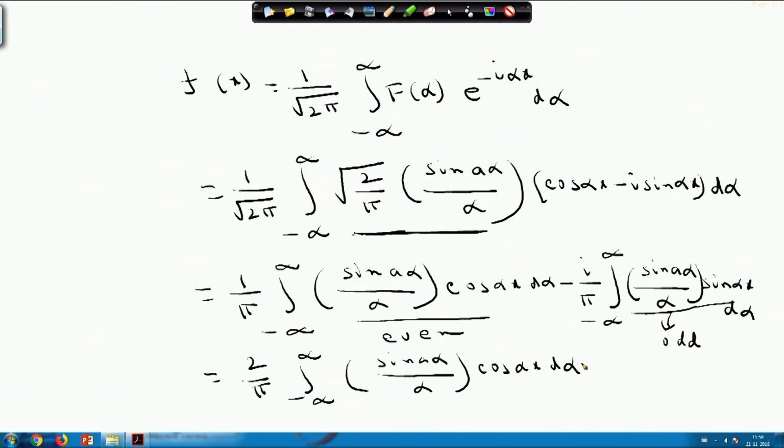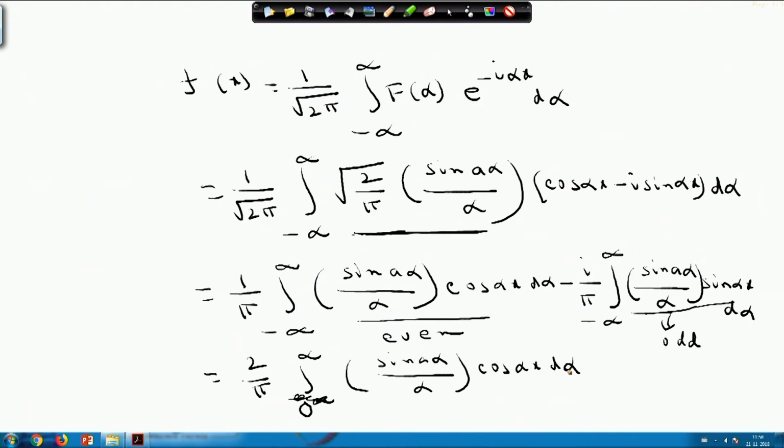So, we are obtaining this because this is from 0 to infinity, not minus infinity to infinity. This will be from 0 to infinity, because this is an even function. So, this function we can write down 2 into 0 to infinity. So, you are obtaining 2 by pi, 0 to infinity, sin A alpha by alpha into cos of alpha x into d alpha.